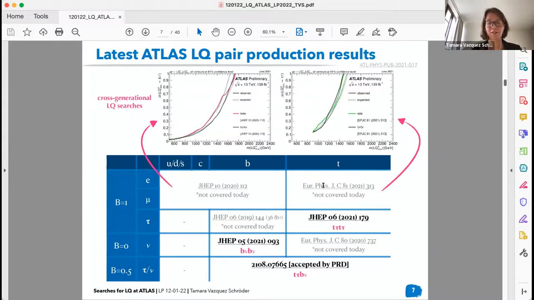I won't be covering the rest just because of lack of time, but just to mention that these two analyses here above are precisely these leptoquark searches that target cross-generational decays. So we look here at be, bμ, and similarly with the top quark. And yeah, we also produce these summary plots where we overlaid the limits. And as you see, they're also quite stringent, the limits that we're setting at the moment.